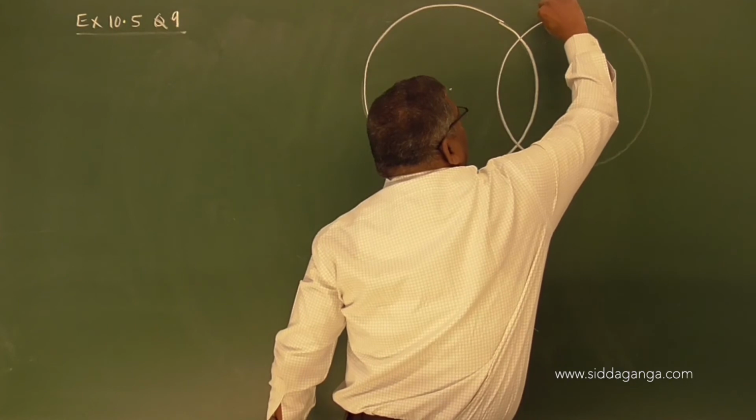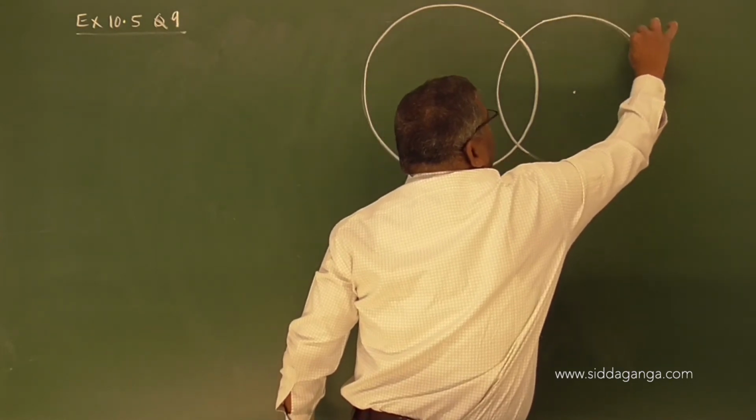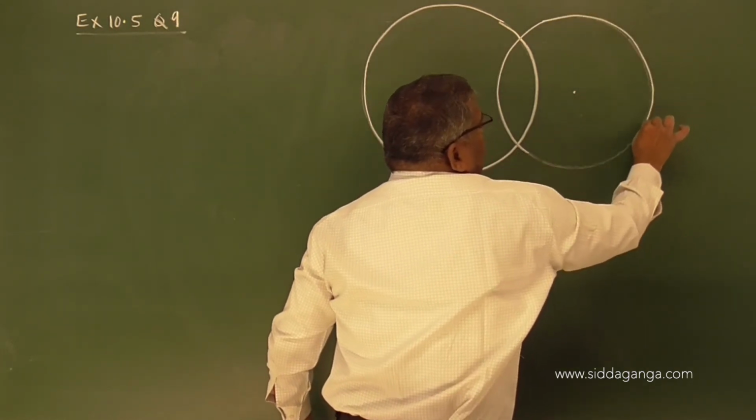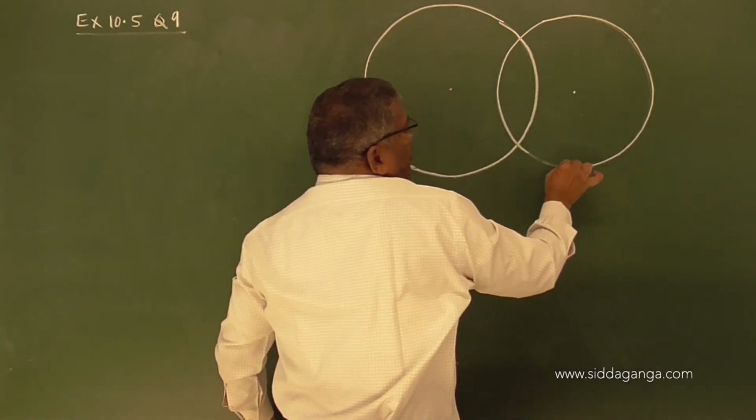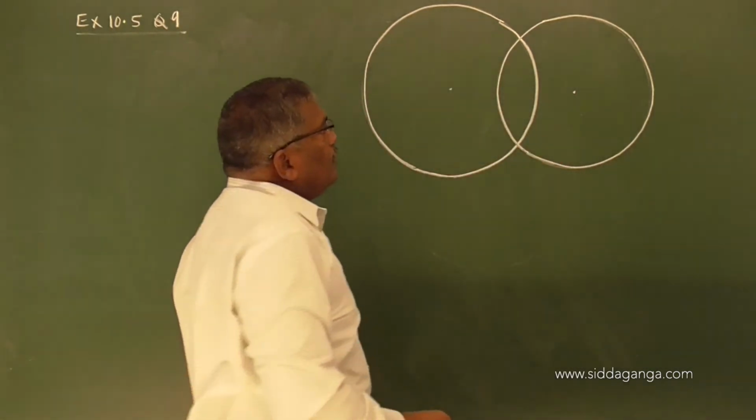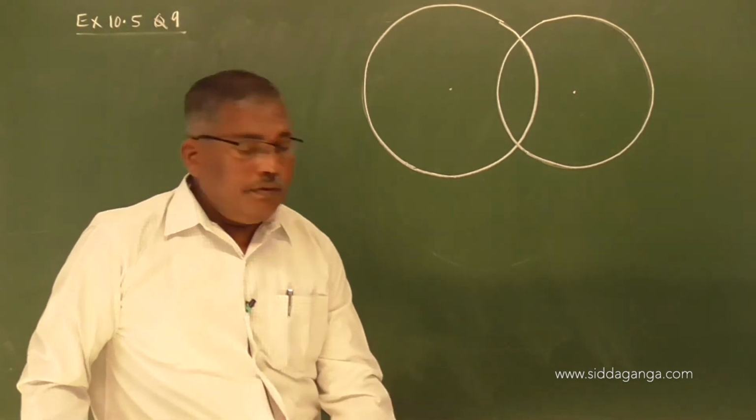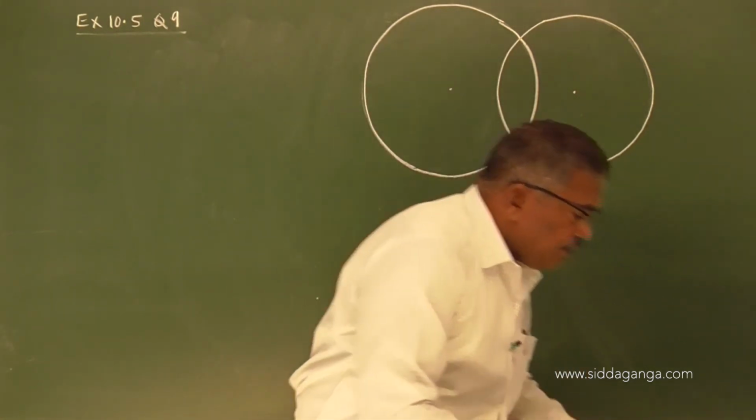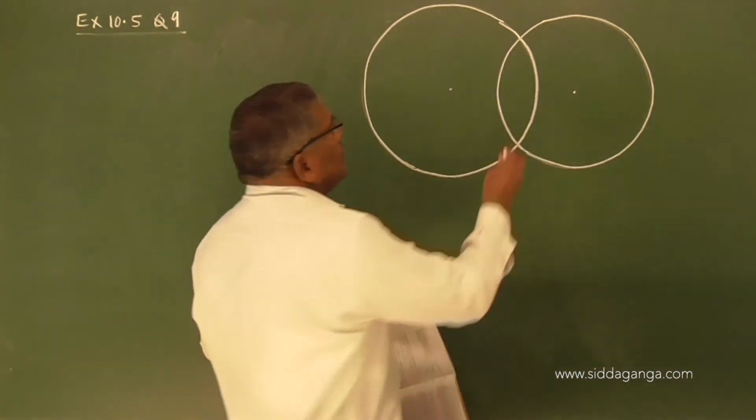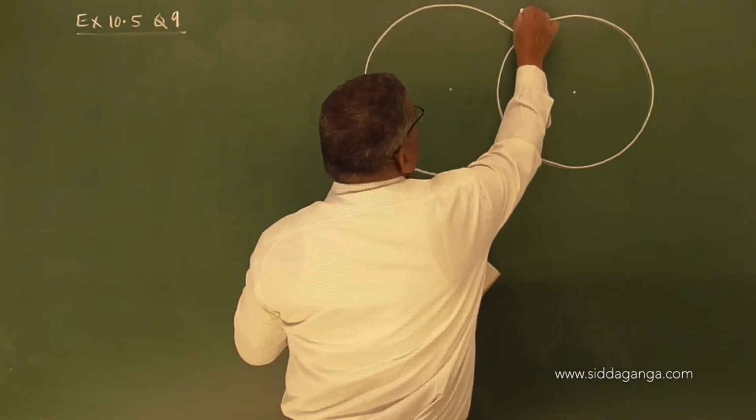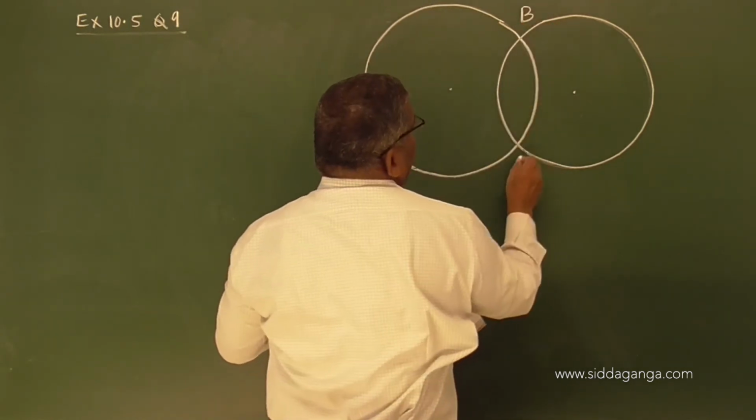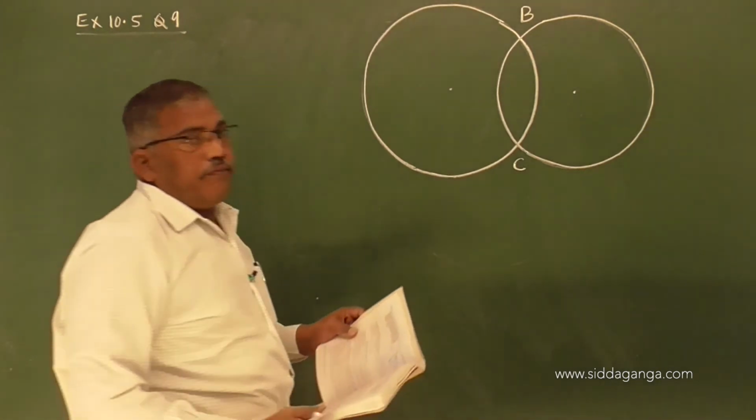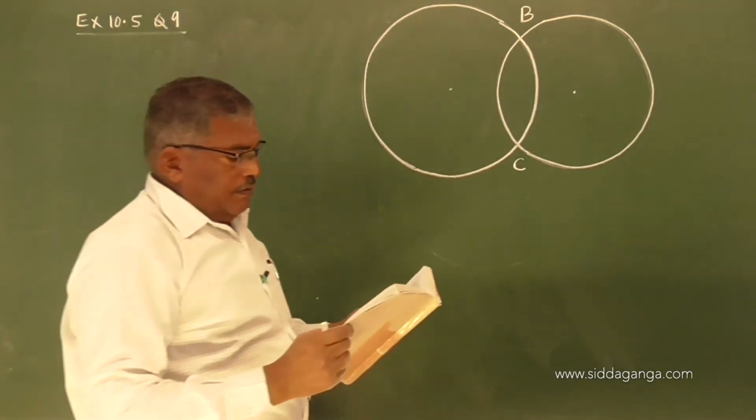Takes a lot of time. Please be patient. So these are two circles. And the question says that they are intersecting at points B and C. This is point B and this is point C.